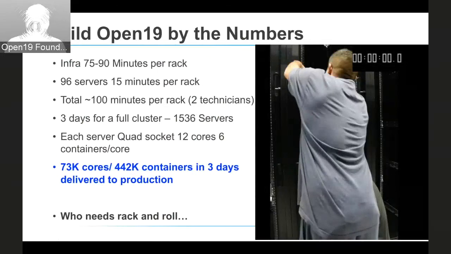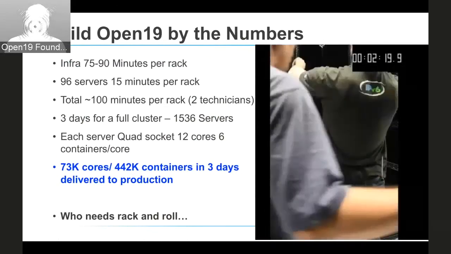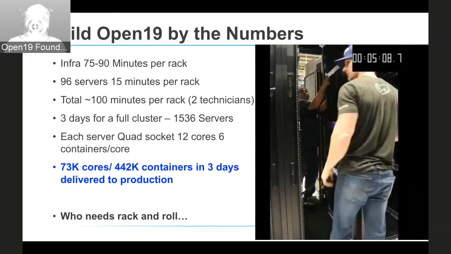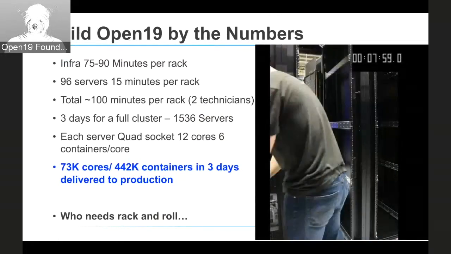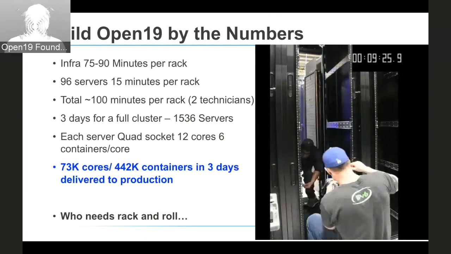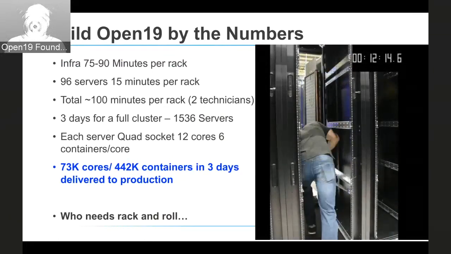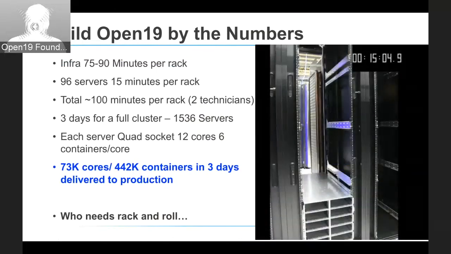Let's look at the numbers a little bit. And I'll run the video in parallel so you can see it. Infrastructure takes us 75 to 90 minutes to build. What we win is power shelves, switches, and cages and cables when it's completely ready. Server installation in the rack takes about 15 minutes. So in total, it takes us about 100 minutes to do a rack with 2 technicians.